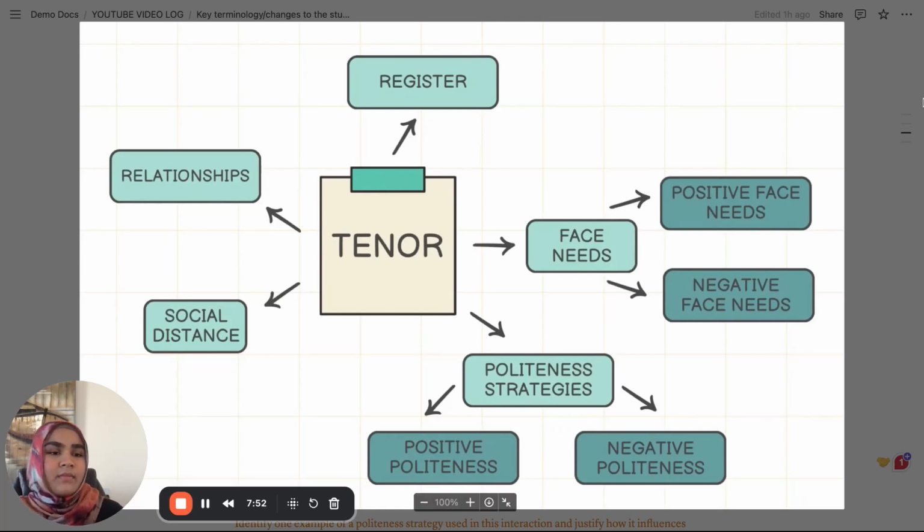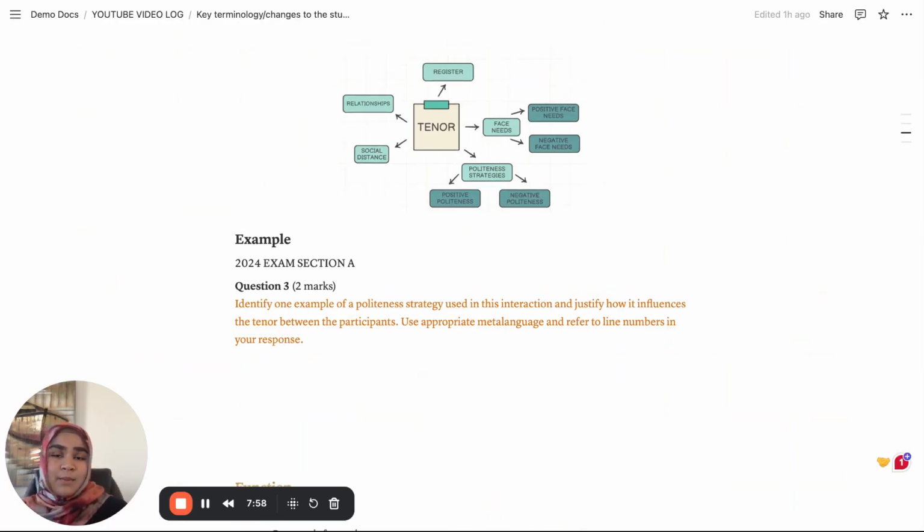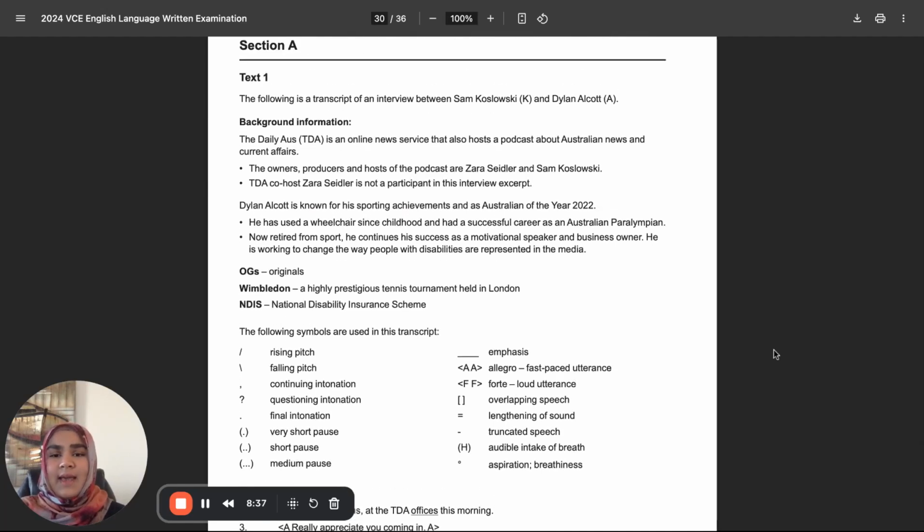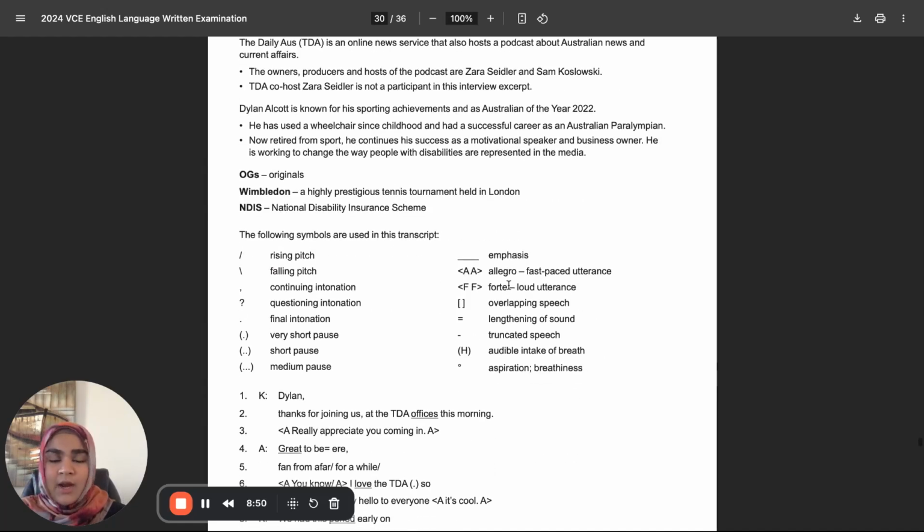So yeah. Now let's look at an example from the 2024 exam section A. This was question 3, so this is actually on my exam. Identify one example of a politeness strategy used in this interaction and justify how it influences the tenor between the participants. So if we have a look at the text right here, it's actually an interview between two people. It's between Sam Kozlowski and also Dylan Olcott, and he is a Paralympian, I believe. Yeah, he's a Paralympian.